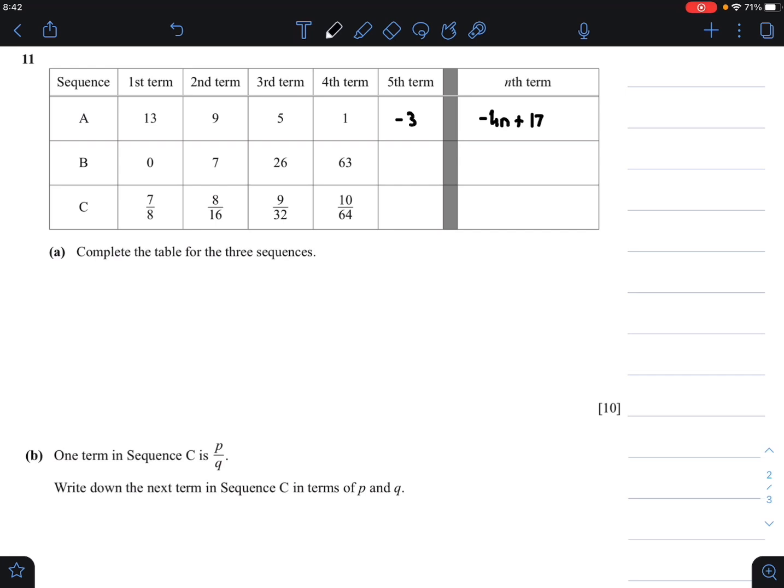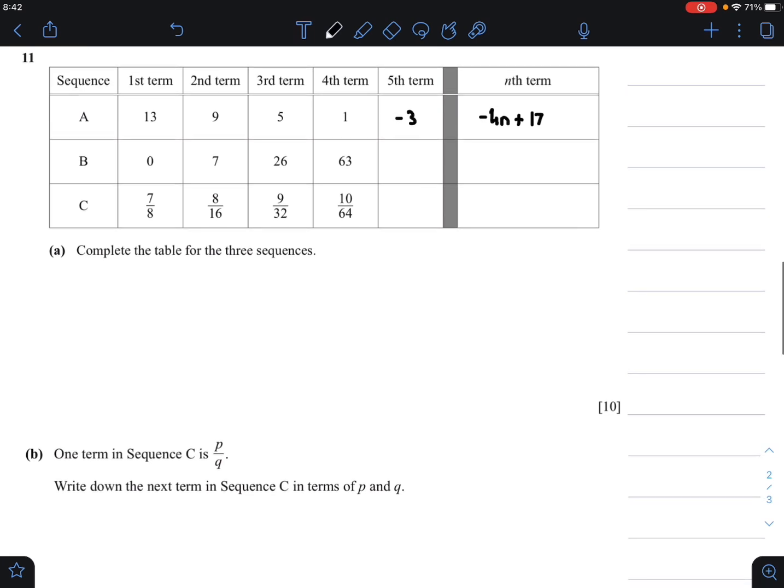Now let's move to the B sequence. So for the B sequence, you must have noticed that all the numbers are one less than the cube number of the term number. So for example, if it's the first term, 1 cube is 1, minus 1 is 0. For the second term, 2 cube is 8, minus 1 is 7. Like that, you can find the answer for the fifth term as well. So 5 cube, which is 125, minus 1 is equal to 124.